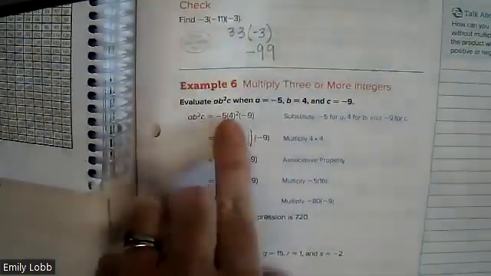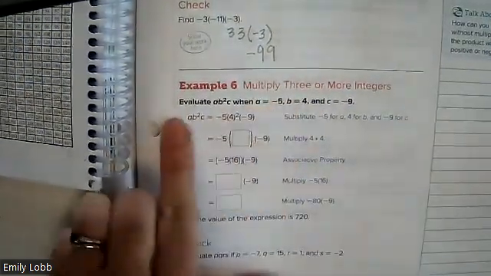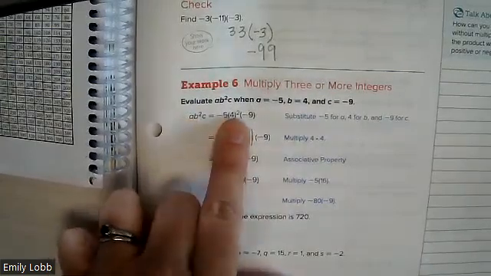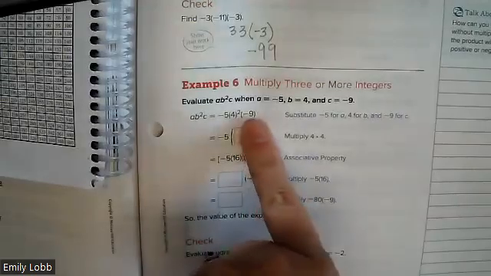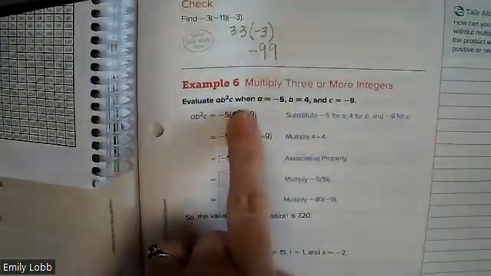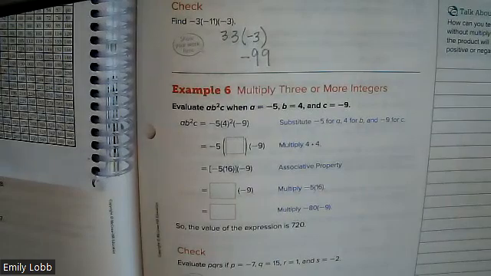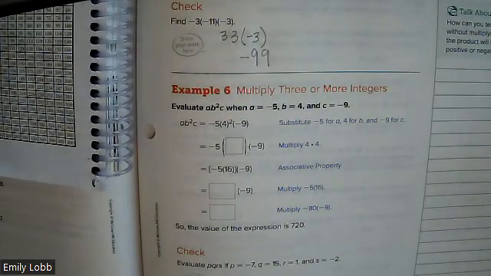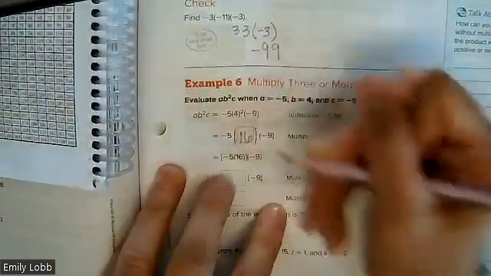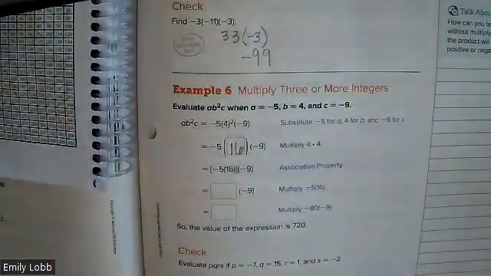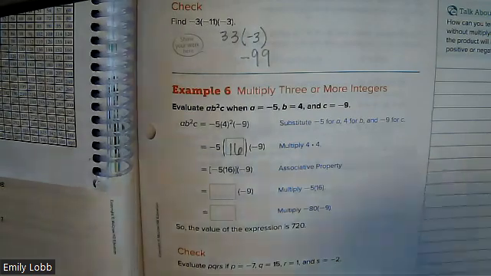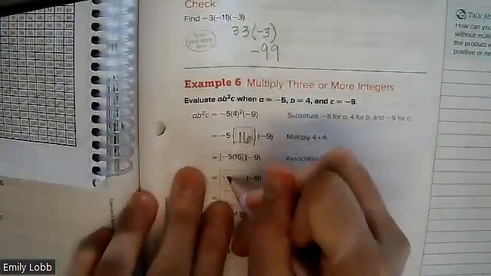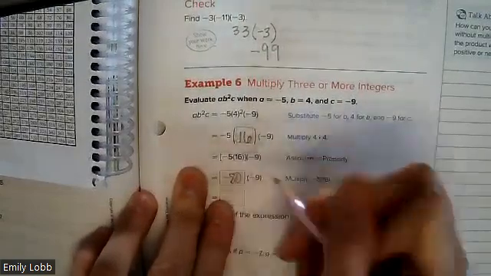Here's what they did. They put parentheses in here, so we have a -5. We have a 4 here. And we have a -9 here. So what is 4 squared? Is that 4 times 2? Yes, 16. What's 5 times 16? 80. And it's going to be a -80, right? Because we have negative times a positive.